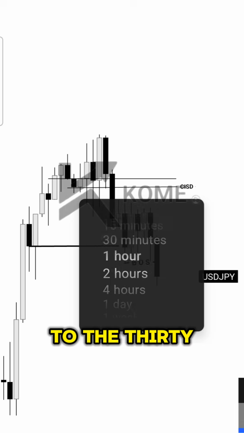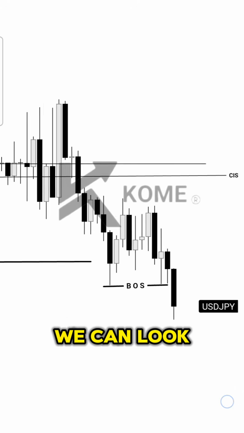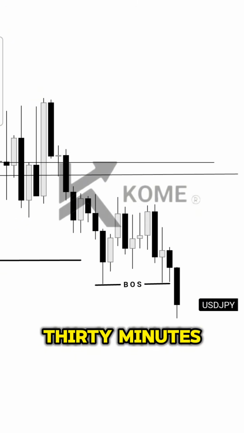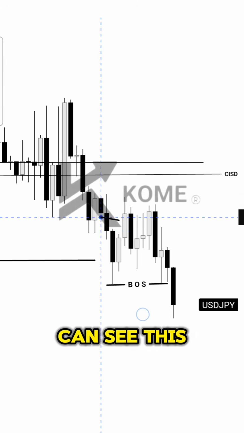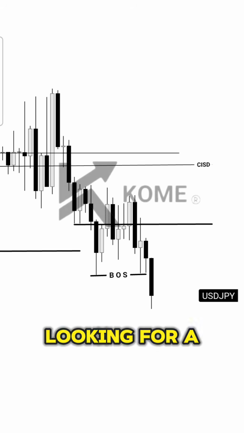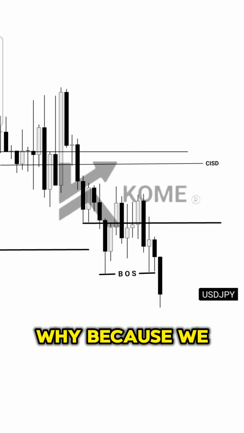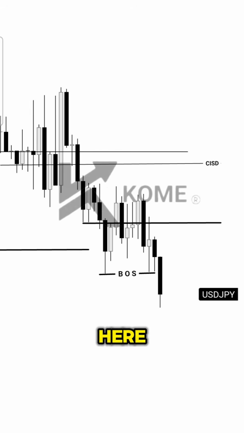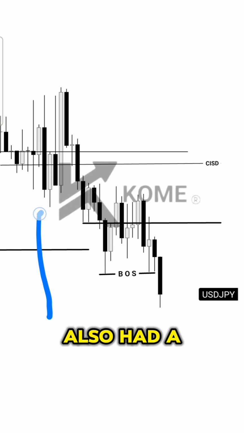So what do we do? We can go to the 30-minute time frame. On the 30-minute time frame, we can look for potential zones, and on the 30 minutes, what can we see? We can see this zone right here, right? Look at that. I have this zone there, and we can start looking for our entry. Why? Because we have an engulfing here. This is an engulfing. Take note, we also had a 30-minute engulfing.